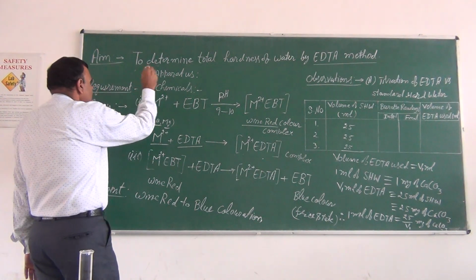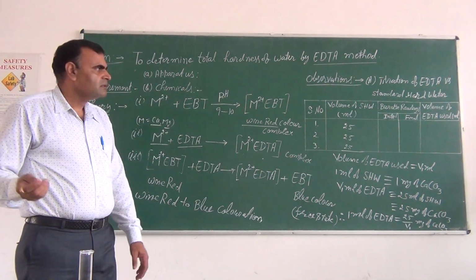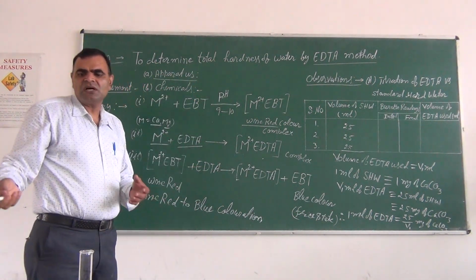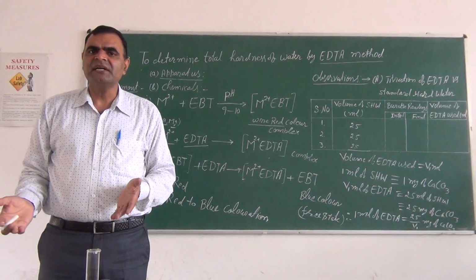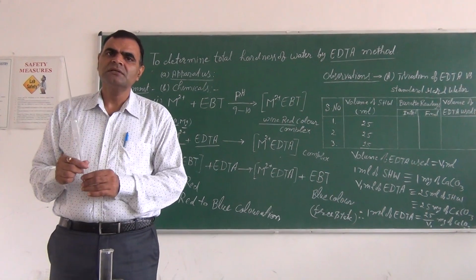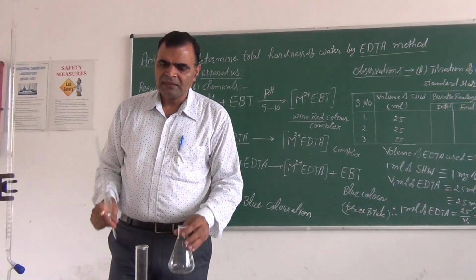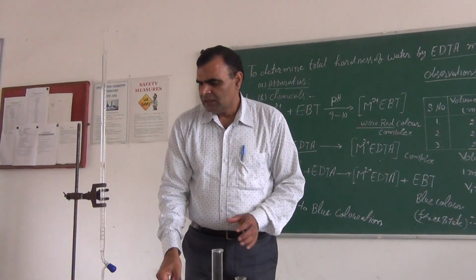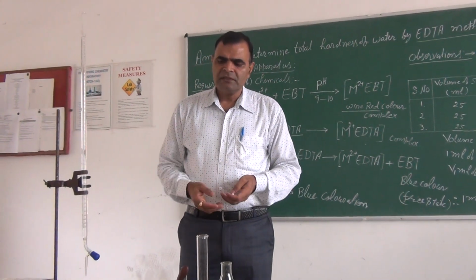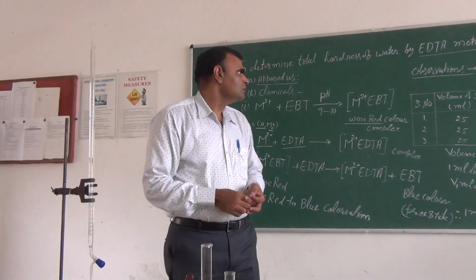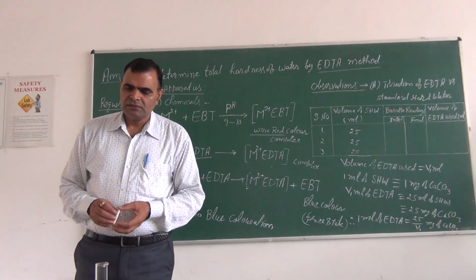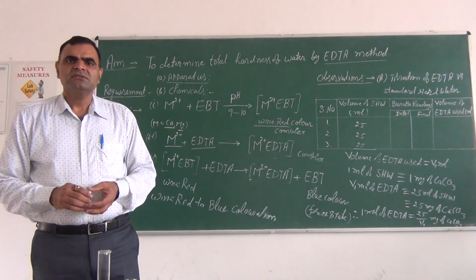In this, we require the apparatus. The apparatus required are those which are used for titration, like burette, pipette, conical flask, burette stand, funnel, dropper, etc. And the chemicals used in this particular experiment are EDTA solution and standard hard water.